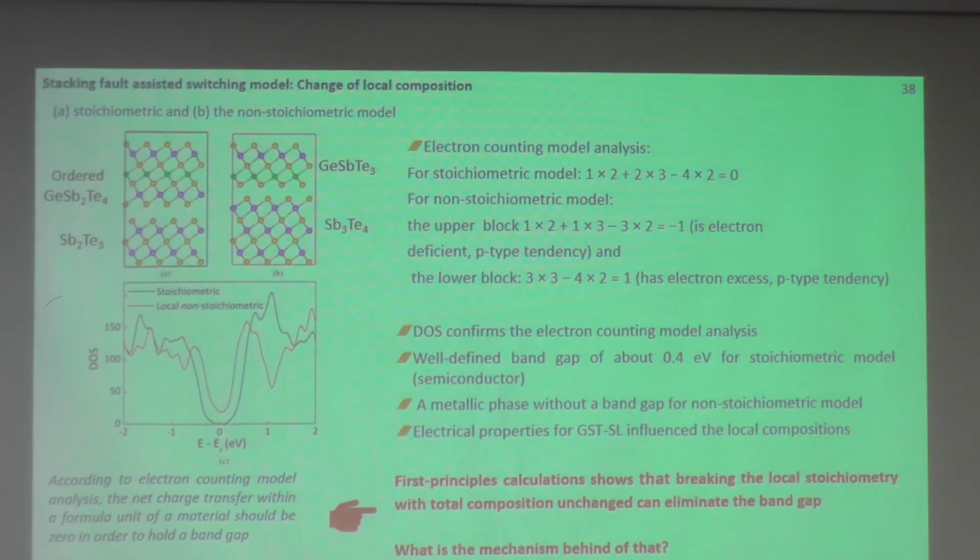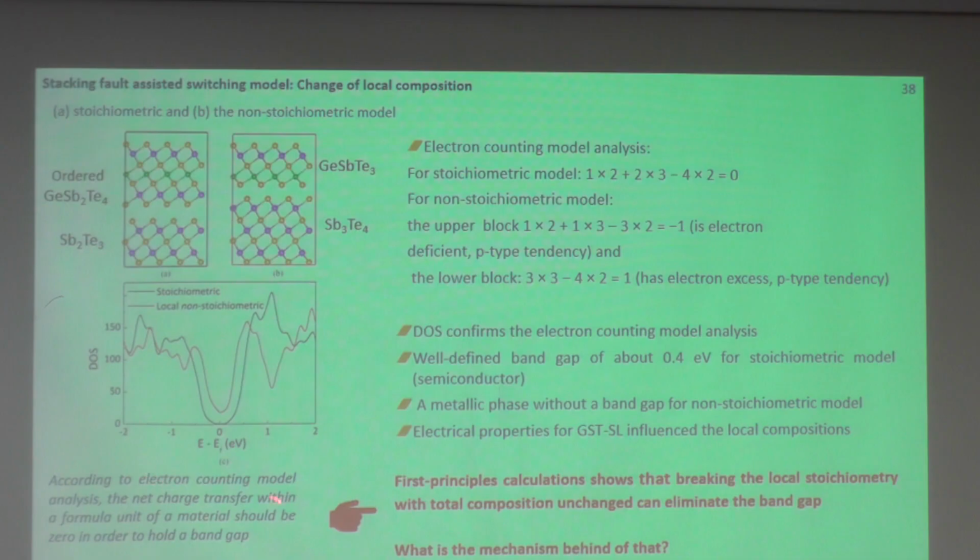If it's non-stoichiometric, the picture is changing. So here we again have a transition from non-metallic to metallic phase, without a band gap for the non-stoichiometric model. So it seems that the electrical properties of such superlattices can be tuned by the local composition. Also, the electron counting model shows some differences between the stoichiometric and non-stoichiometric models.